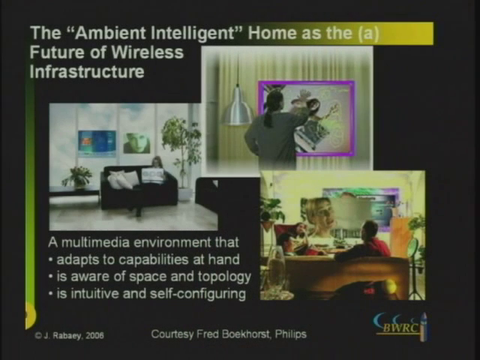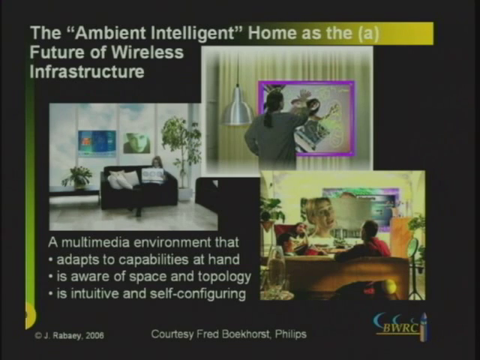So if you have this kind of ambient intelligent home, you can see there's a bunch of things that we can start imagining. You can imagine a home where you walk in and the environment adapts to the capabilities at hand. So if I walk in and I add a new piece of hardware, be it a camera, be it my cell phone, whatever it is, it should augment automatically the capabilities that I have. So it's an adaptive type of system that adjusts to the capabilities. Very important is that it should be aware of space and topology.